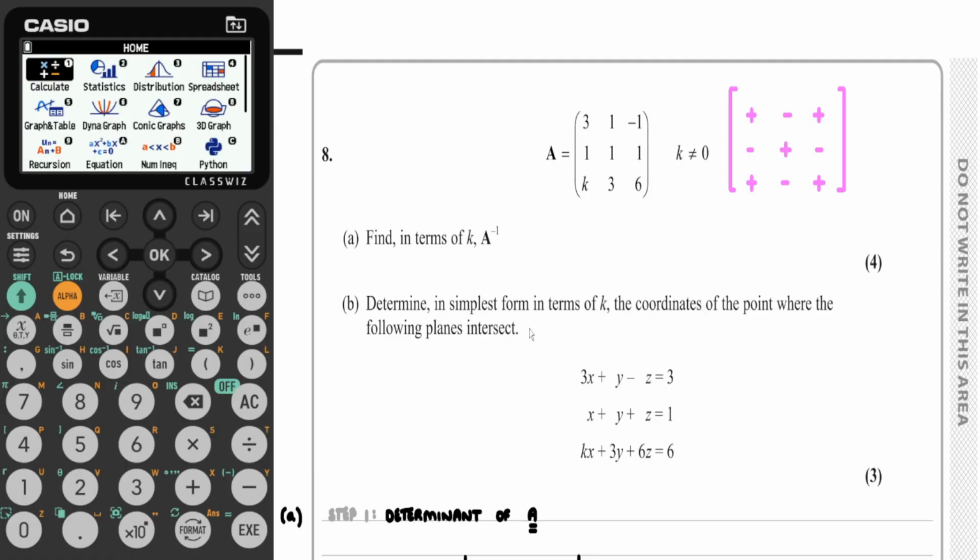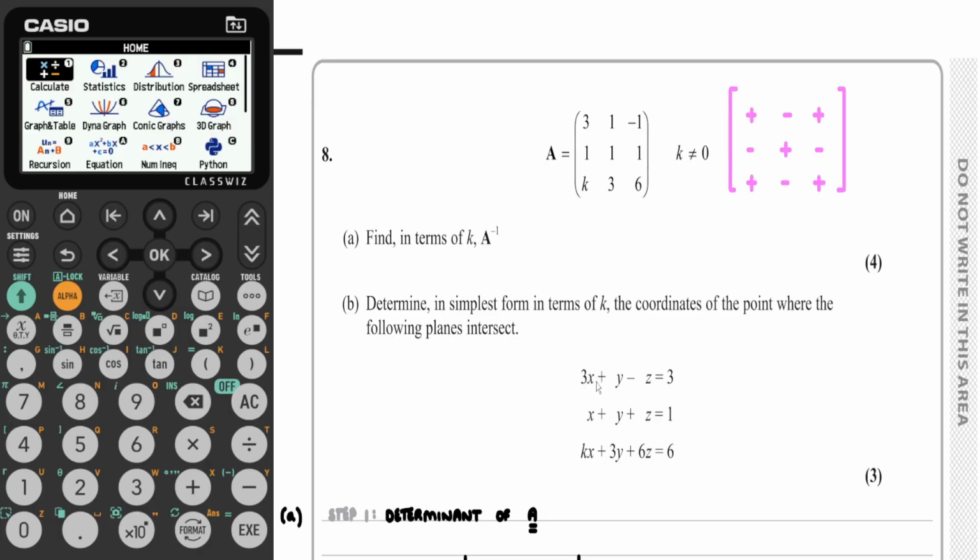Part B. Determine in simplest form in terms of k the coordinates of the point where the following planes intersect. 3x plus y subtract z equals 3, x plus y plus z equals 1, kx plus 3y plus 6z equals 6.